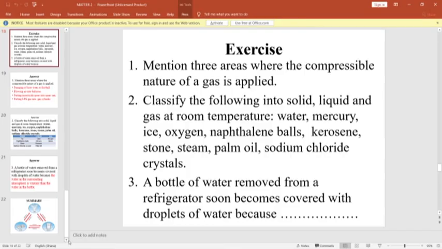All right. I believe you have jotted something down. So let's quickly go through our exercise. We have question number 1. Mention 3 areas where the compressible nature of a gas is applied. So let's see what you're able to write.